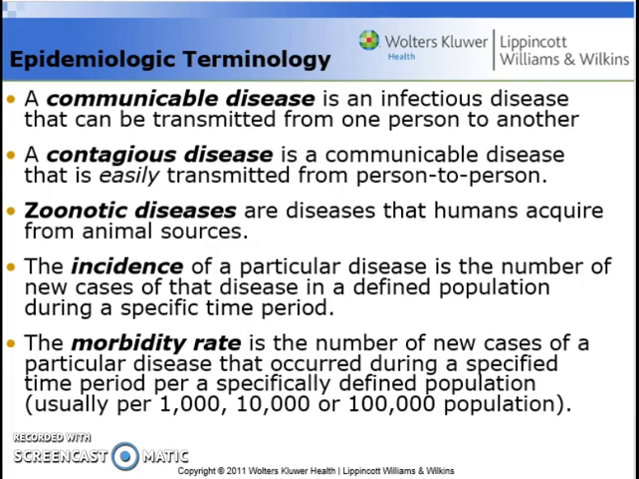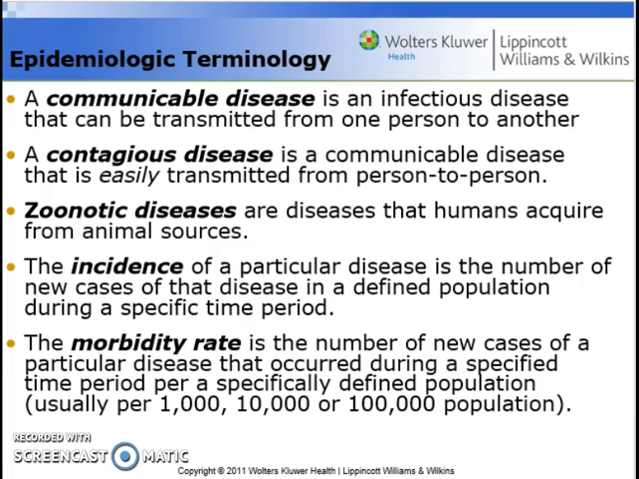Another example is that of the Zika virus. The Zika virus is being transmitted by mosquitoes right now, and because the origins are coming from an animal, we refer to that as a zoonotic disease.